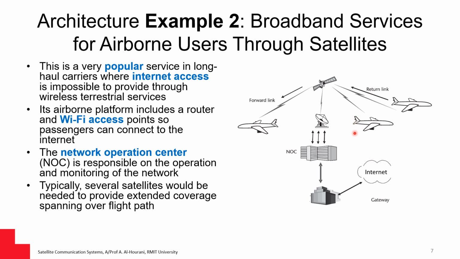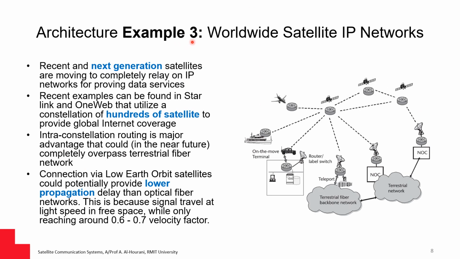This is very similar to what we saw before, and it provides internet access for users on board the airplanes. Example 3 is different from 1 and 2 in that it is much more complex, where the satellites could be interconnected. The services could be provided to airborne users, such as airplanes, to ship users, to remote mobile users, or to fixed users on the ground.